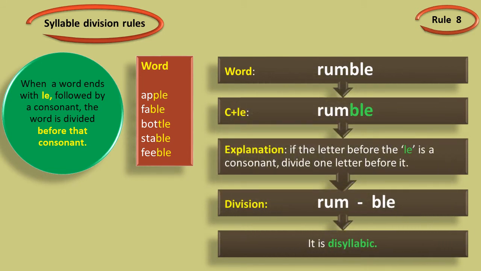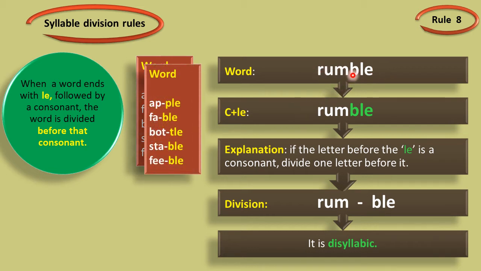Let us try to understand this rule with the help of this word, rumble. Rumble has C plus LE. What is C plus LE? It means the entire rule can be converted into C plus LE. In this word, the highlighted letters are C plus LE.